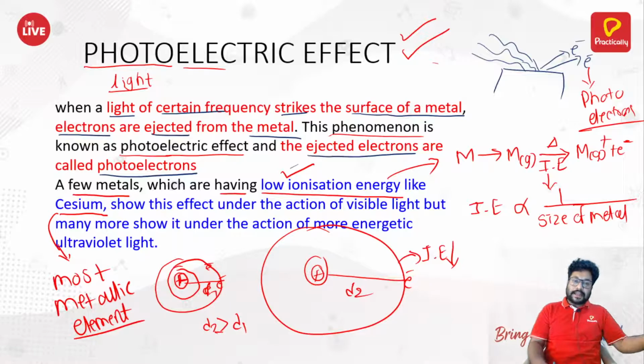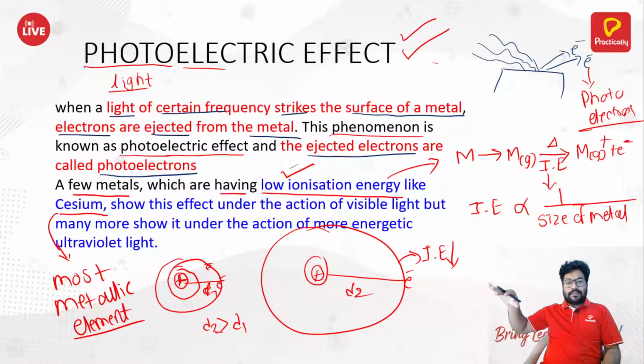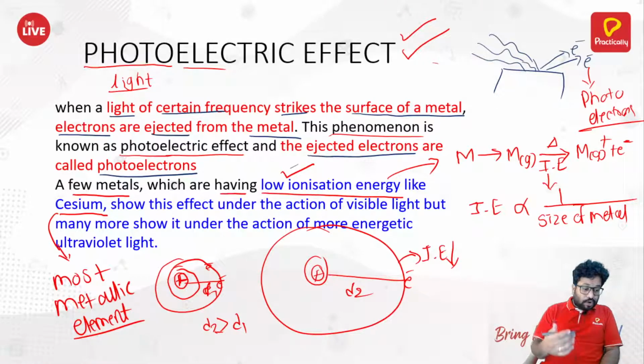Cosmic rays have the highest energy. Radio waves have the lowest energy. As far as metals showing the photoelectric effect is concerned, metals generally show it only when they are irradiated with ultraviolet radiation, which has higher energy than visible light. But cesium is a metal which has very low ionization energy, because of which it can show the photoelectric effect even under the action of visible light.